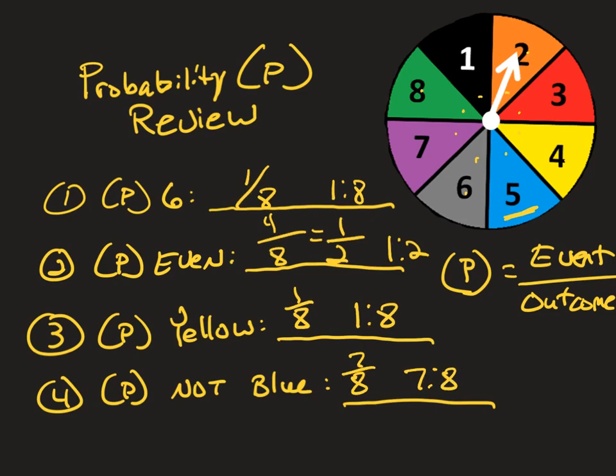So again, this is a probability review with a spinner, and this one could use numbers or colors.